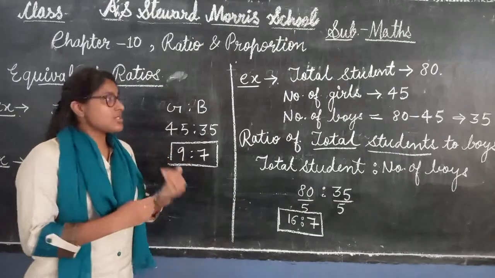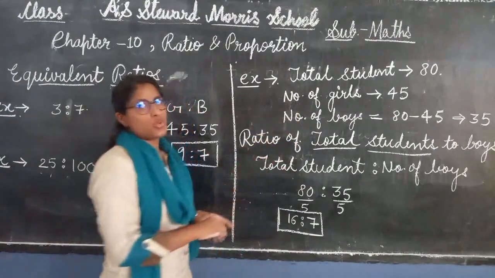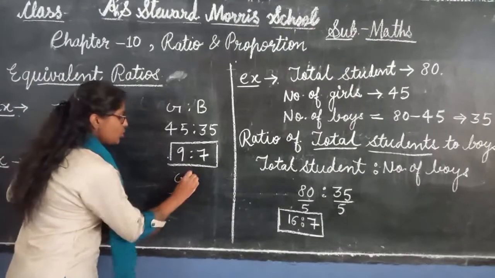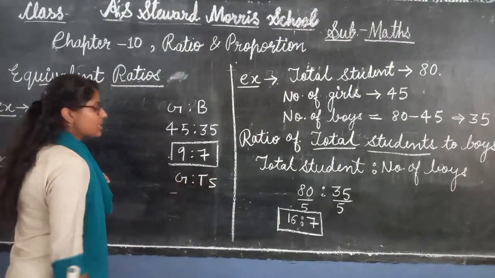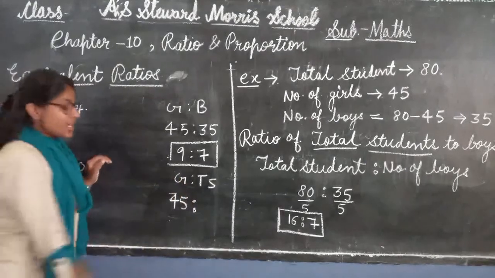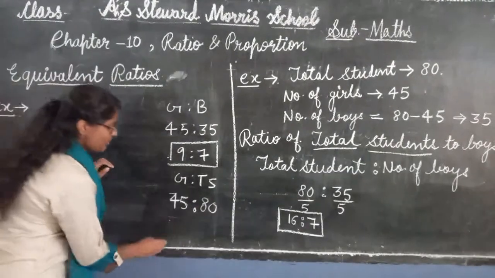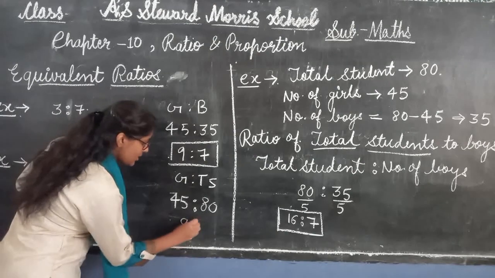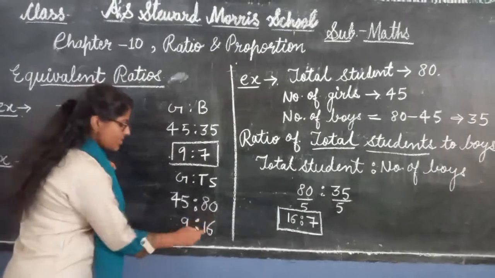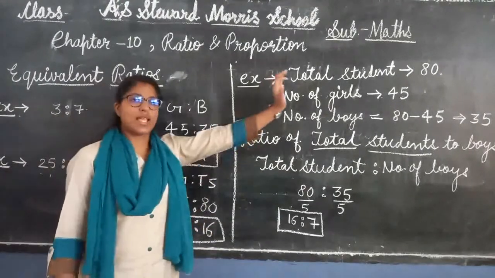But at the same time, if I am asking what is the ratio of girls and total students in the class, in that situation you need to write girls is to total students. And how many girls in the class? 45 girls. And how many total students? 80 students. So now you can simplify it. When you simplify, you get your answer here. 5 9s are 45 and 5 16s are 80. So 9 is to 16 is the ratio of number of girls and total students.